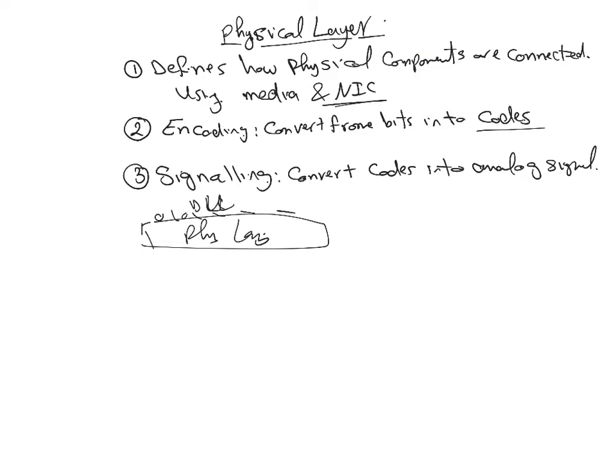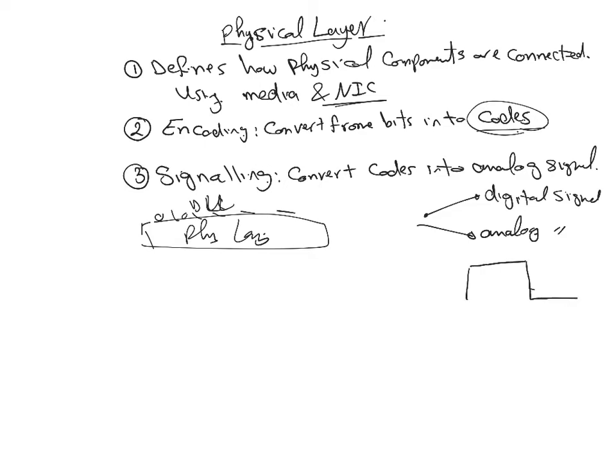The first thing it does is convert these bits into what we call codes. Code is a generic term that indicates either a digital signal or an analog signal, depending on the application. What is a digital signal? A digital signal is a signal that has a fixed voltage value in a specific duration. That's a perfect example of a digital signal. It has a fixed voltage in a specific time duration.